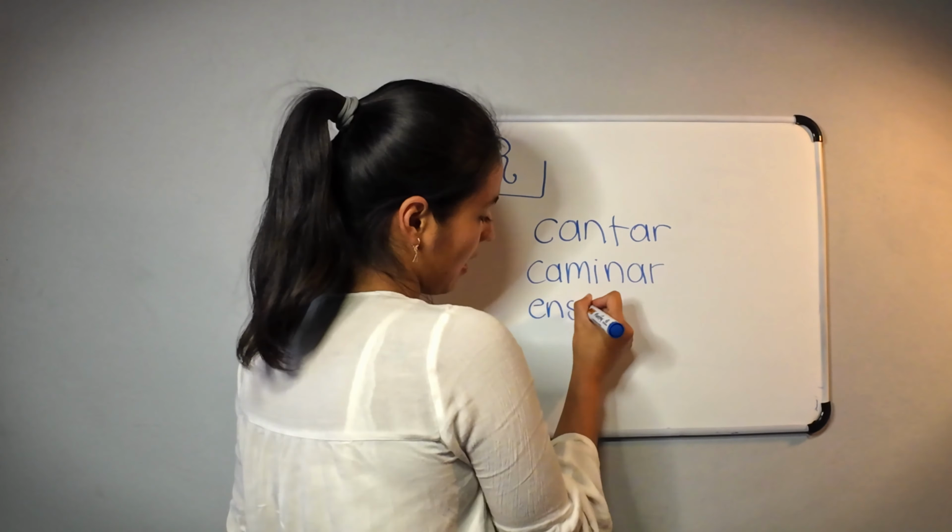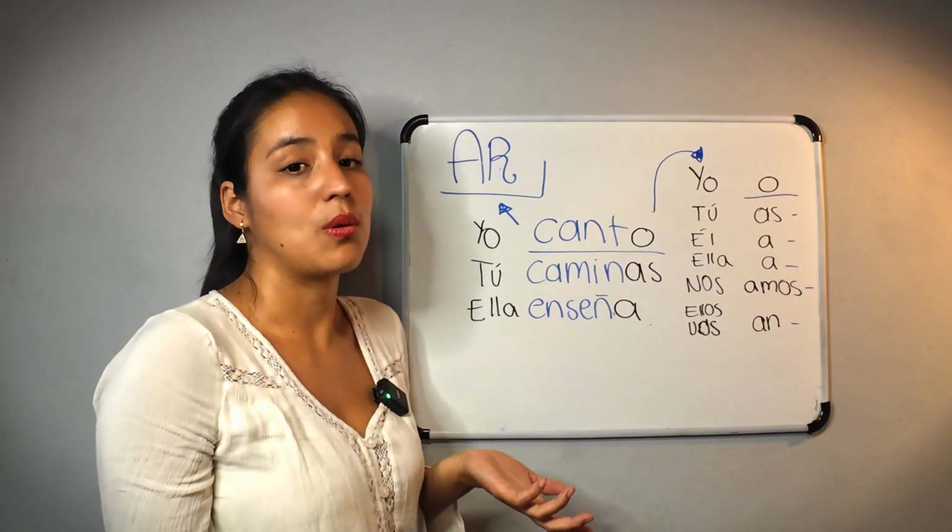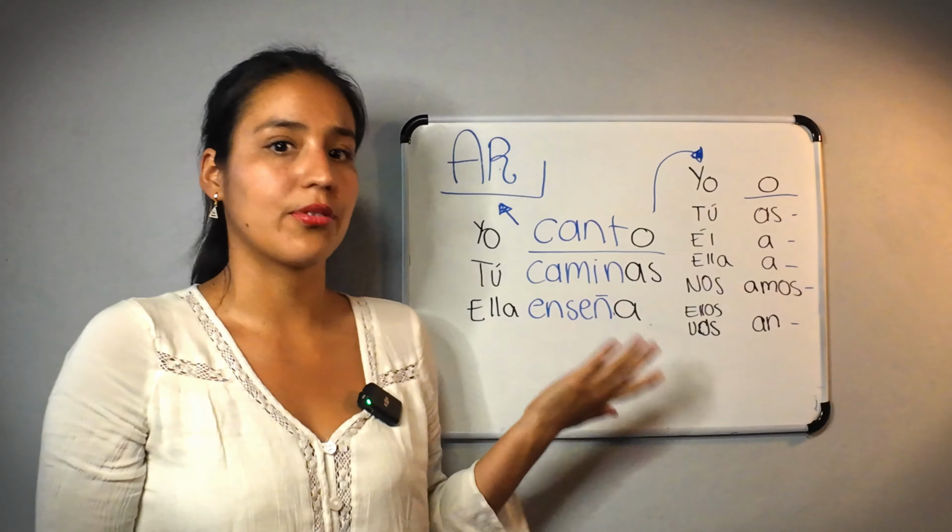But we skip it. And the reason why we skip it is because almost everyone has a different ending. So it's pretty clear when I'm talking about me, because the ending O is just gonna be for me, yeah? So that's why if you say canto, people totally understand that you are talking about you, yeah? So, yo canto, tú caminas, o caminas todos los días, you walk every day. Ella enseña en una escuela, o enseña en una escuela. She teaches in school.